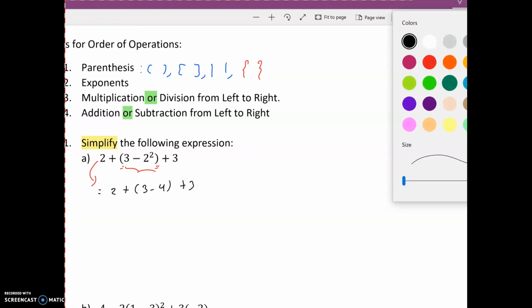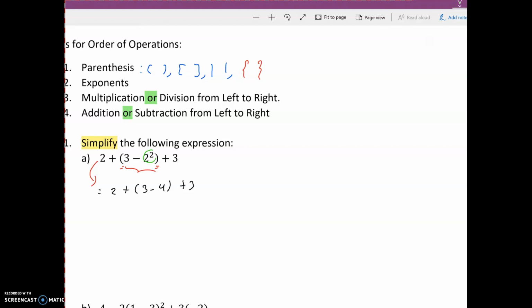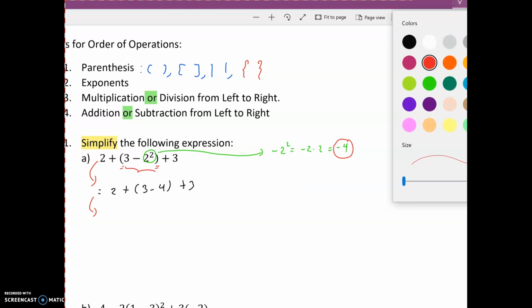Now, you have to be careful on this term. What you technically have here is a negative 2 to the second. The exponent is only with the 2. It's not a negative 2 being squared. So this one represents a negative 2 times 2, or a negative 4. That's what you're ending up with on this problem for the negative 2 to the second, not to confuse it with a positive 4. Everything has to do with the parentheses.